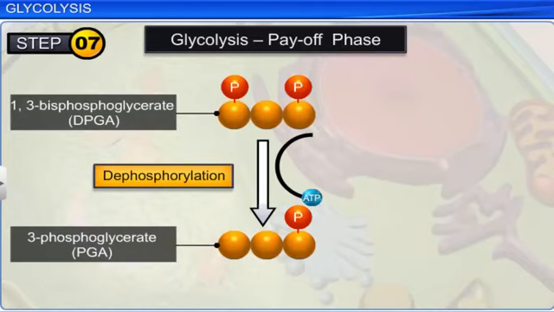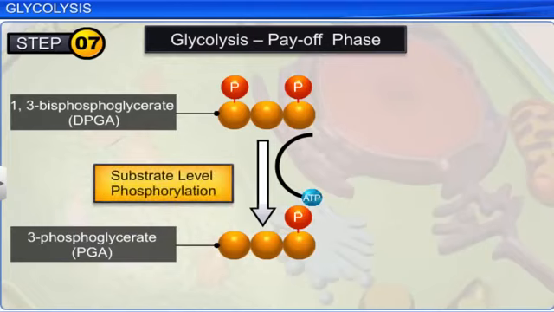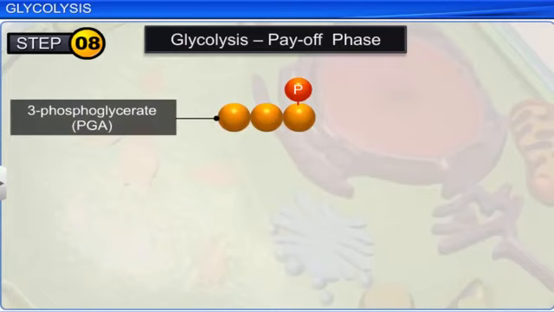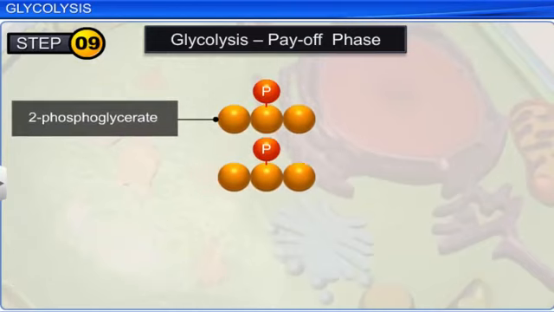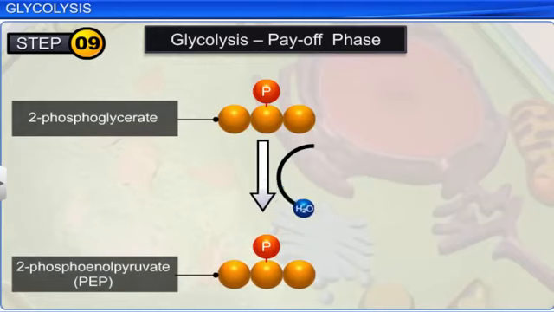As the inorganic phosphate is directly transferred from a substrate to the ADP molecule to form ATP, it is called substrate-level phosphorylation. The phosphate group in 3-phosphoglycerate is relocated to form 2-phosphoglycerate, which is then converted into 2-phosphoenol pyruvate or PEP by losing a water molecule.